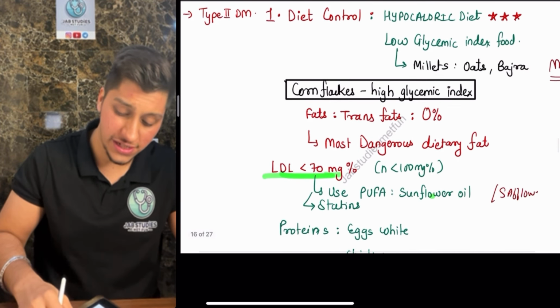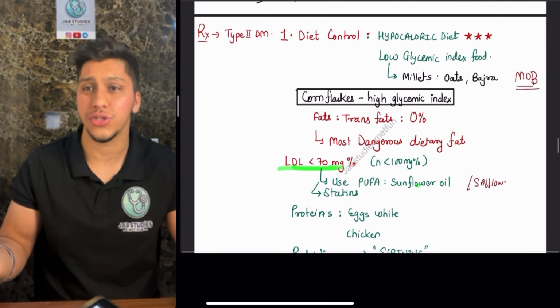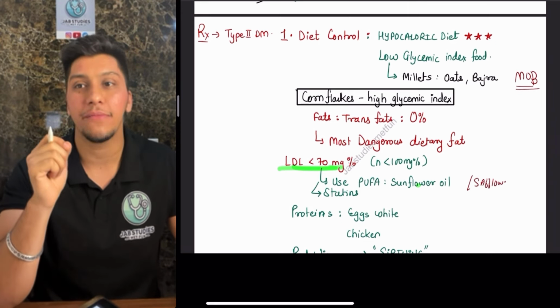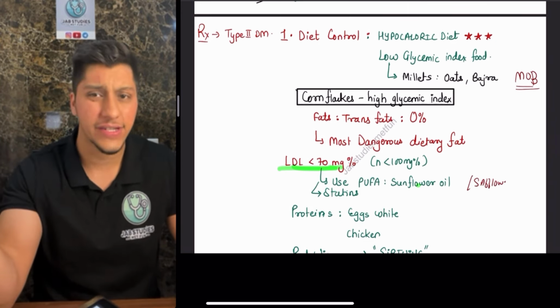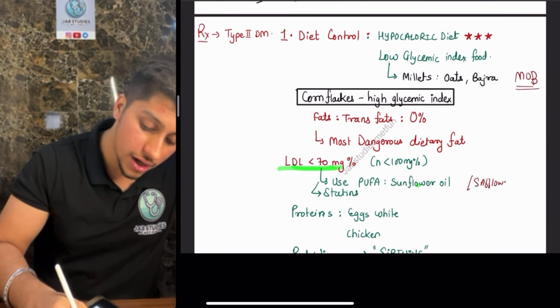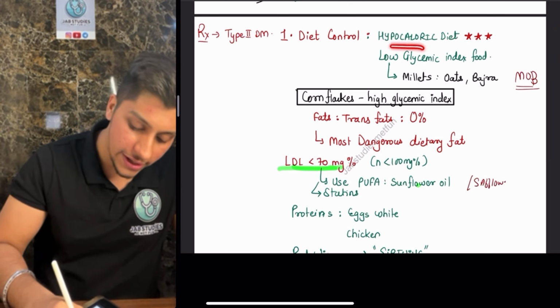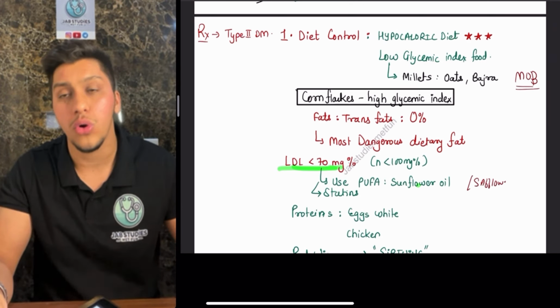Okay, I hope this lecture is very interesting because mostly everything is logic. So as I told you, what is the first management in case of type 2 diabetes? That is going to be diet control, lifestyle modification. So you have to go on a hypocaloric diet, which means you have to take food which is of low glycemic index.